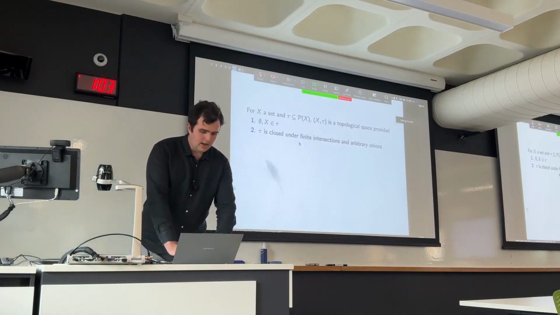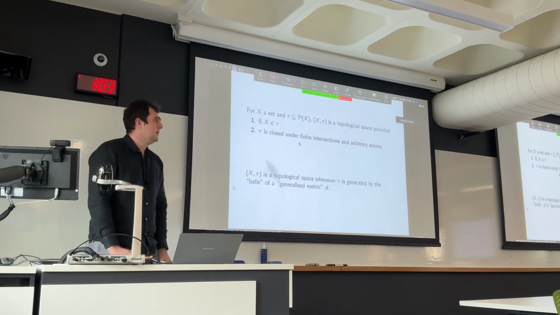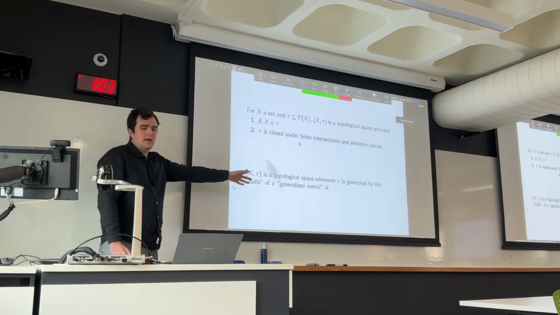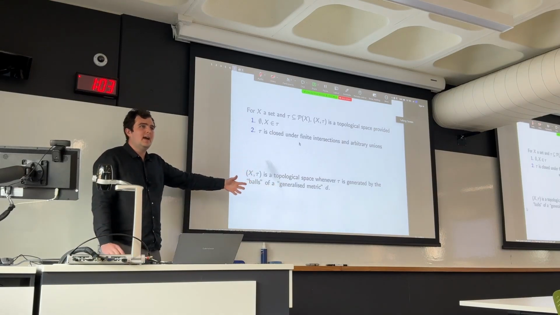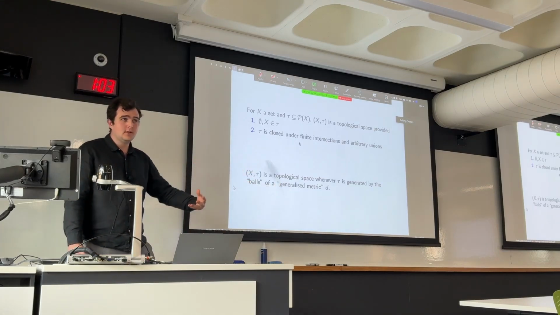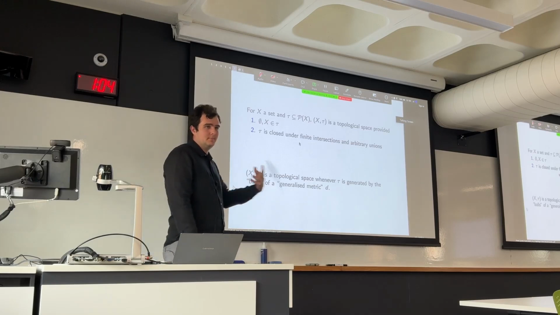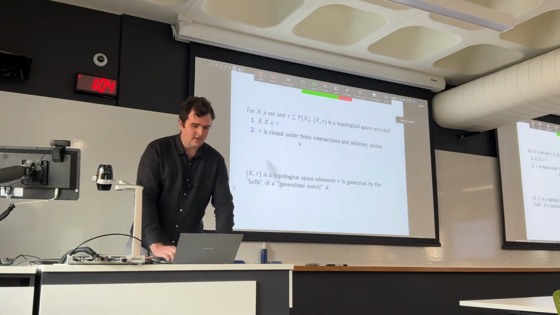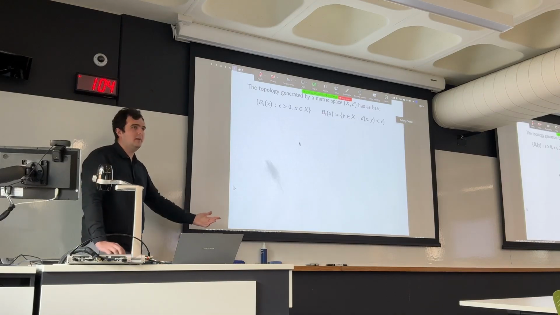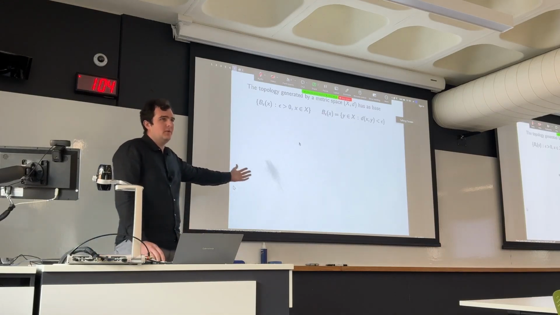Classic. I want to present a different idea: when you have a topological space, this tau is not just any arbitrary collection of sets. It's actually generated by the balls of some generalized metric. So we can start off with how this works in metric spaces, and how you generate the topology from a metric space.